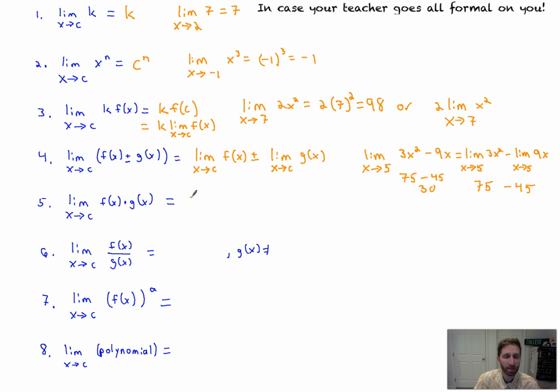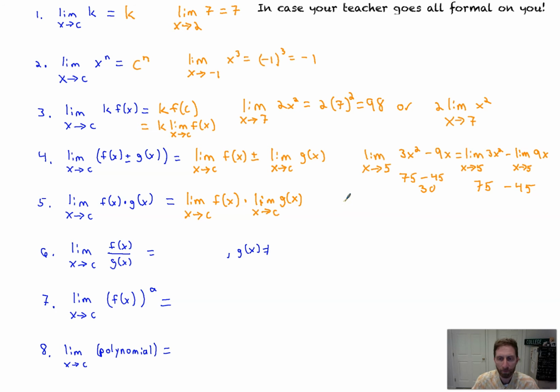This limit property, if you've got the limit of products, you can just take the limit of each individual function and multiply those limits together. So you can either take the limit of the product or the product of the limits. Not so bad. And again, I don't use many of these properties. I just plug the numbers in. That's what I do. But these are formal limit properties that are good to see just in case, again, your teacher goes through them.